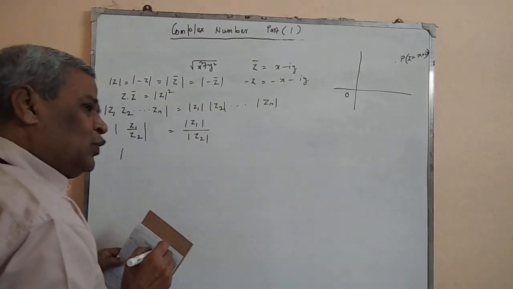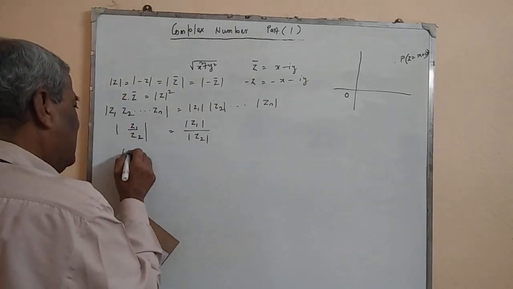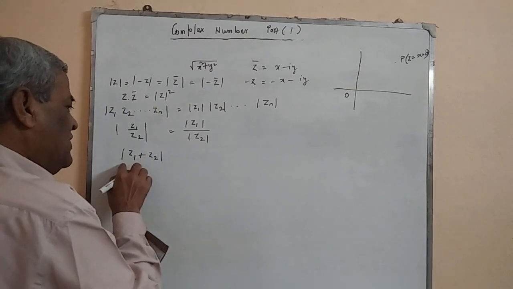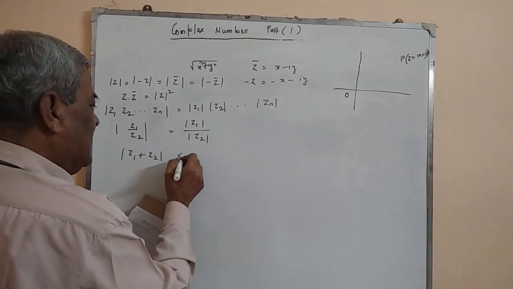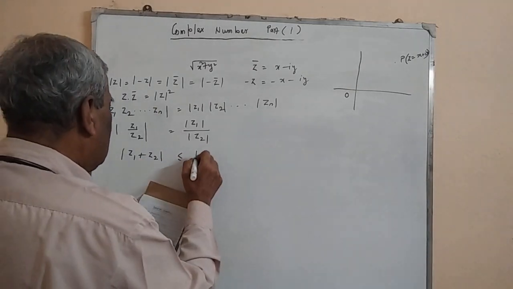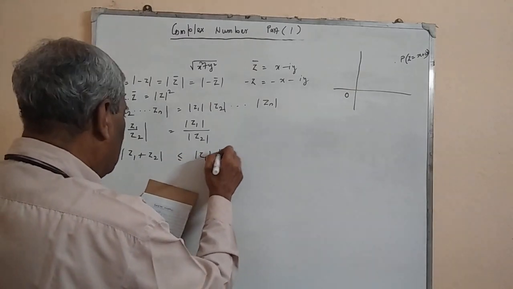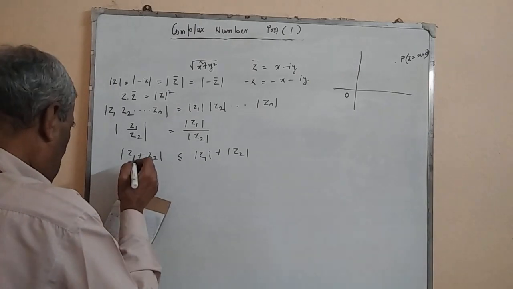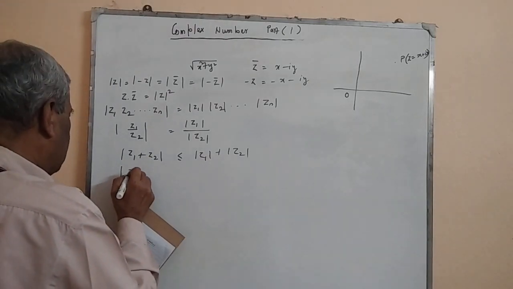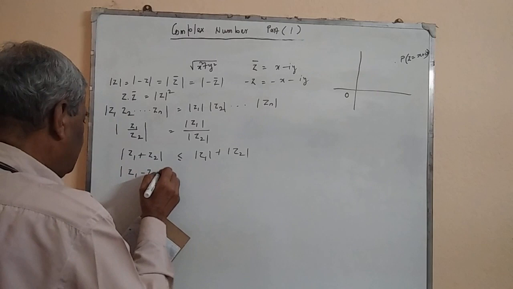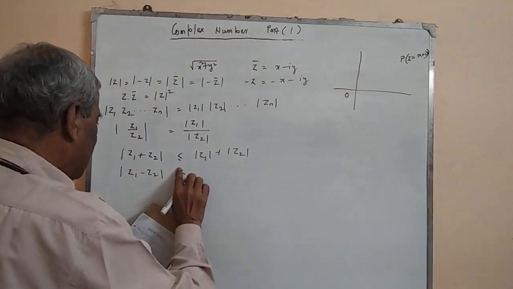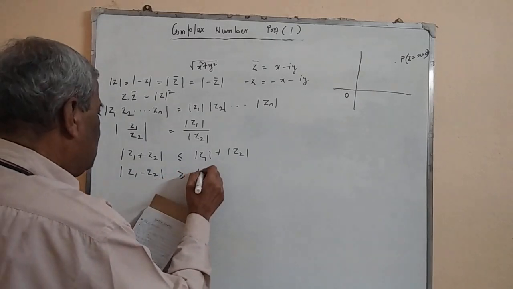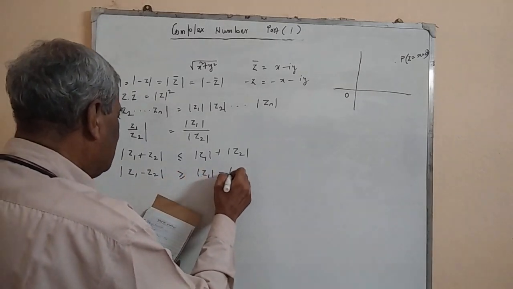If Z1 and Z2 are any two complex numbers, then the modulus of Z1 plus Z2 is always less than or equal to mod Z1 plus mod Z2. And last of all, mod of Z1 minus Z2 is greater than or equal to mod Z1 minus mod Z2.